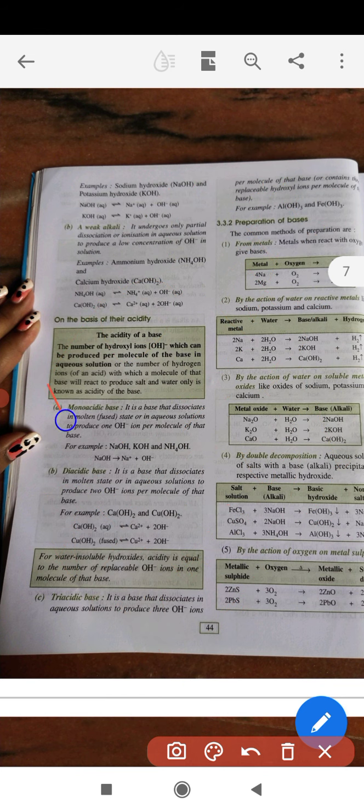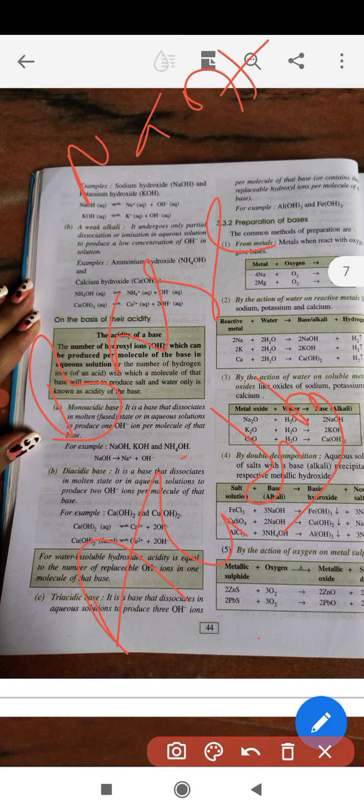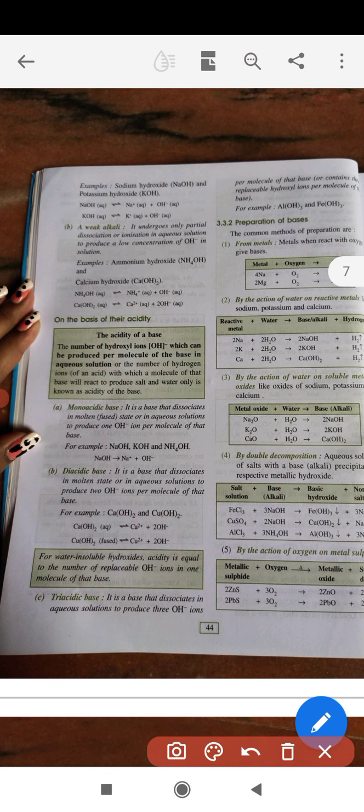Similarly, students, for a base there is the acidity. Suppose the base is sodium hydroxide, the number of hydroxyl ions present on that base is called its acidity. Okay, so depending on the acidity, they are monoacidic base, diacidic base. Monoacidic: sodium hydroxide, 1 OH. Similarly calcium hydroxide, see there are 2 OH minus, that's why they are called diacidic base. I hope you can understand. Okay, these are very easy.